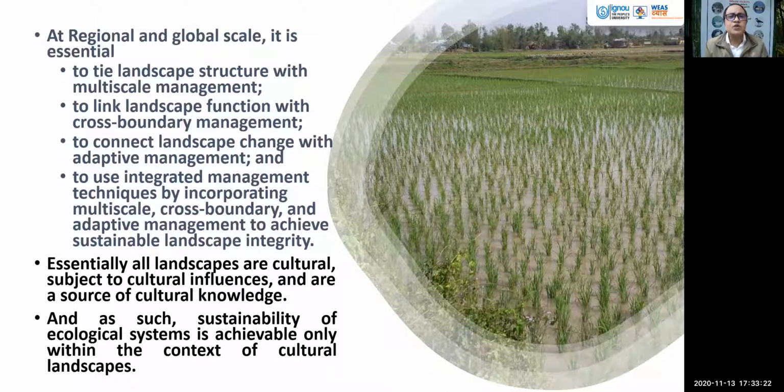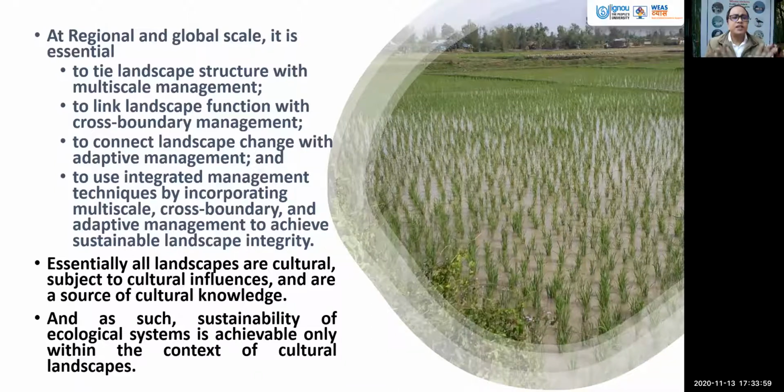To connect landscape change with adaptive management: when we talk about landscape change in natural resource management, for example, 5 years back you had a different management pattern, but due to intervention the landscape has changed, and you cannot apply the same management pattern or approaches. So we need to change it. This is adaptive management. So we need to connect landscape change with adaptive management.